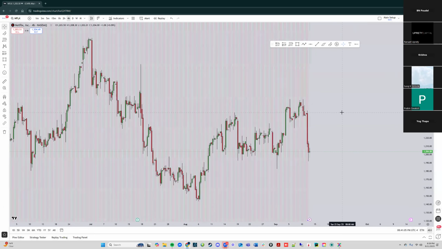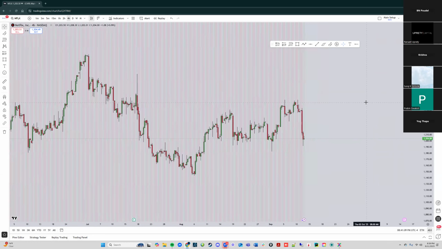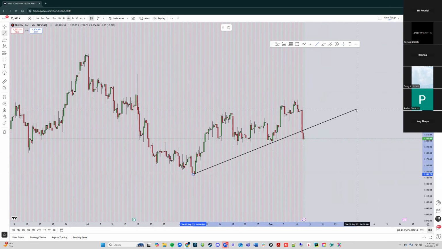So now let's look at how we can apply this to our trading. What's one thing we can identify first, right off the bat? Uptrend. Okay, we've got that. What time frame are we on? We're on the 4-hour. Can we draw a trend line? The answer is yes, we can.